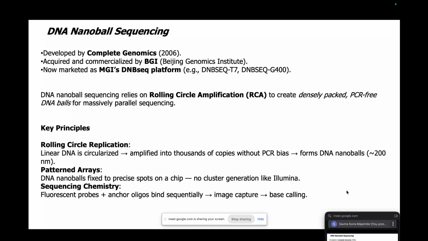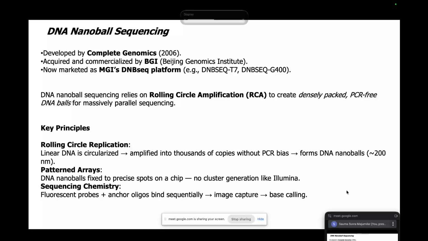The distinguishing factor for this particular type of technology is what is known as rolling circle amplification, which is used to create densely packed PCR-free DNA balls for massively parallelized sequencing. So you make these DNA balls out of these reads of DNA, and you densely pack them and amplify those reads. That is the whole purpose of DNA nanoball creation, and then amplification of these balls using circle amplification.